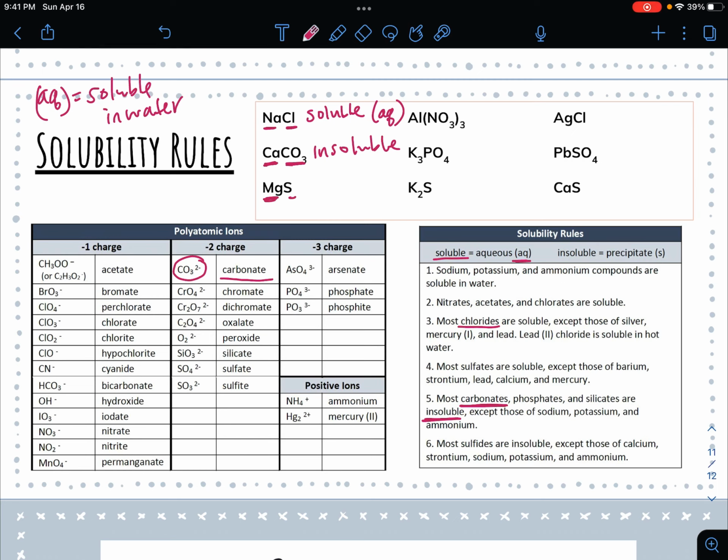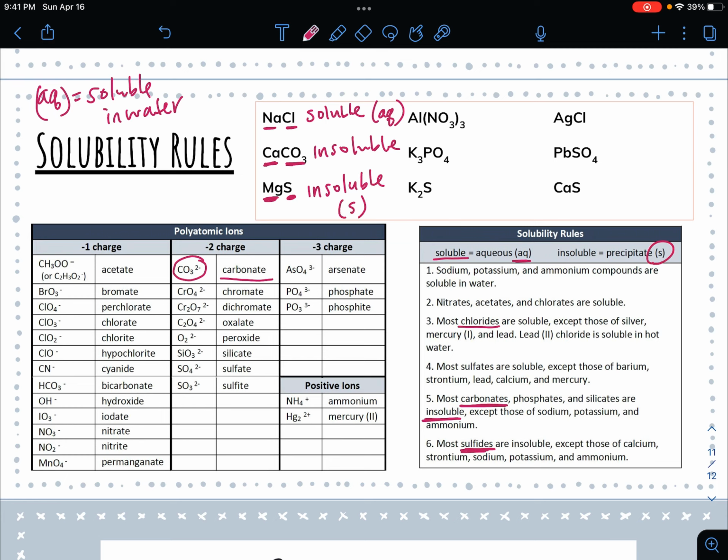Okay, let's look at another one. This is Mg, magnesium, and sulfide. So let's find a rule about sulfides. Here we are right here, sulfides. Again, it says they're insoluble, and then we have some exceptions. Is magnesium listed as one of those exceptions? No, it is not. So that means it is insoluble.